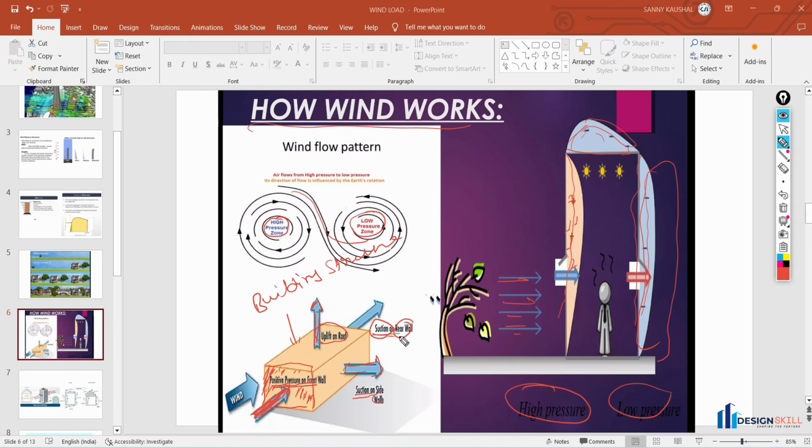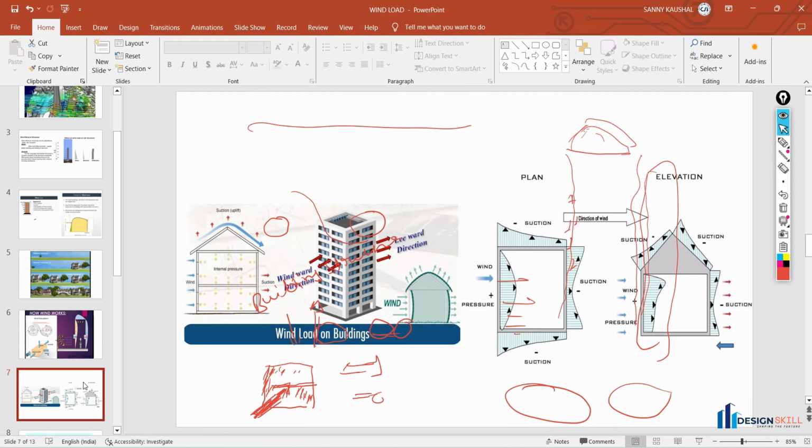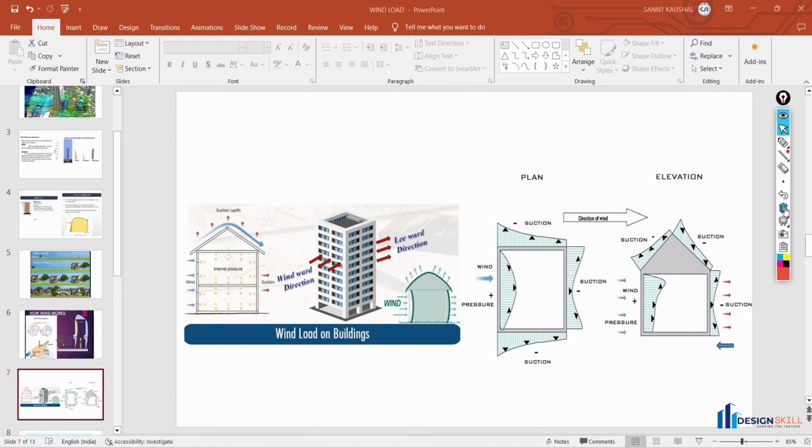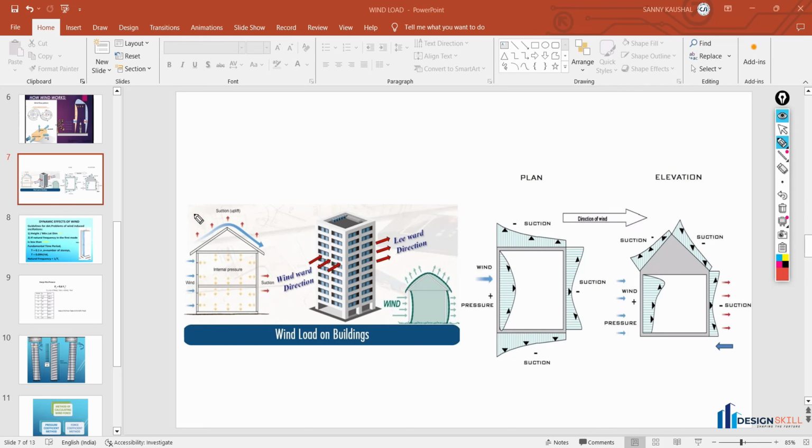Now I'm going to move to the next slide, which is somewhat similar to this. So this slide also explains the same thing, how the windward direction and leeward direction work, how the high pressure is created and the low pressure is created. Now the same thing is explained in this particular diagram also.